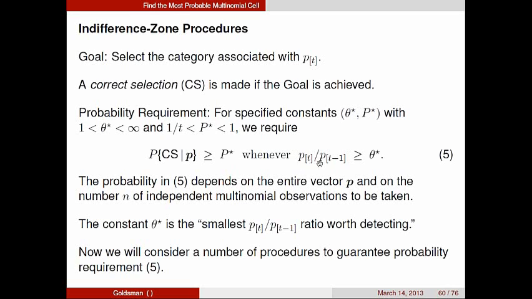Whenever the biggest probability divided by the second biggest is at least some number theta star, some number greater than 1. And this now is the smallest ratio worth detecting. So if I can do that, then I'll be very happy with my correct selection.